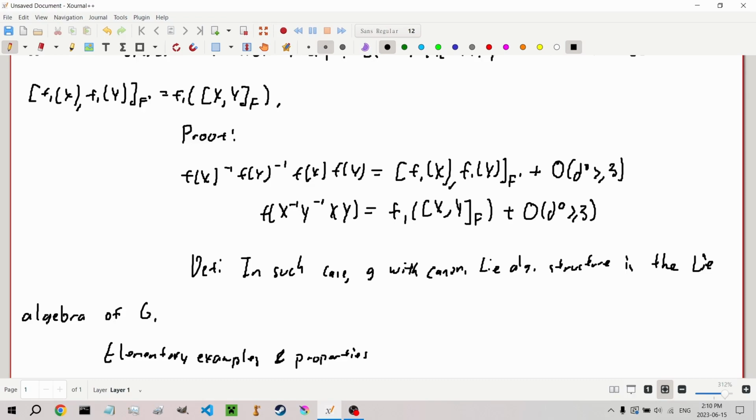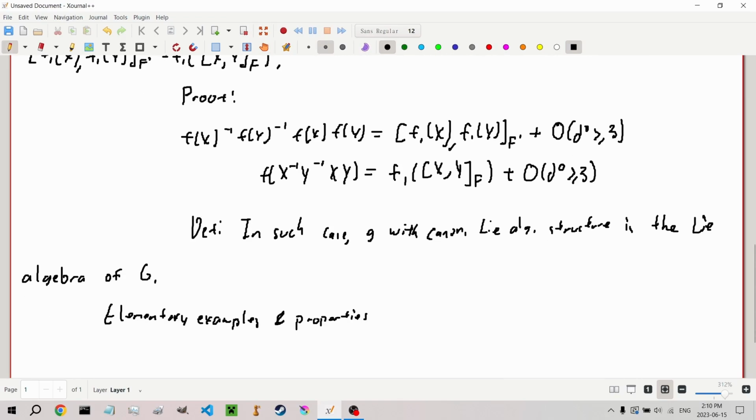Alright, sorry about that. So, our first example is going to be the Lie algebra of a general linear group. I think you can probably guess what it's going to be, but let's work through it.